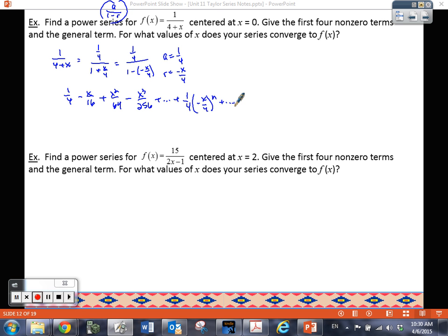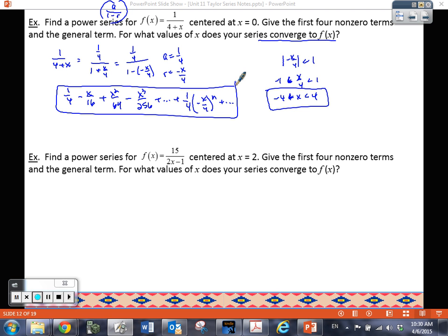Now they ask us to find where it converges. So we know the absolute value of r is less than 1, and it's absolute value of r, so the negative is going to go away. So I have absolute value of x over 4 is less than 1, so negative 4 is less than x less than 4. Do we have to check for the endpoints? No, we don't. Whew. So this is our interval of convergence, and this is our first 4 terms and our general term. Okay, is that okay?